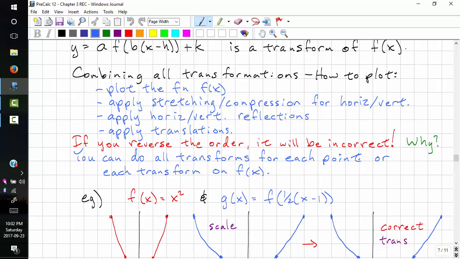And why is this? Okay, order is important. We can do all the transformations for each point, or we can do each transformation on the function. So let's look at this example.